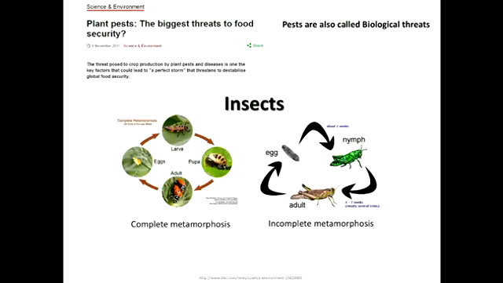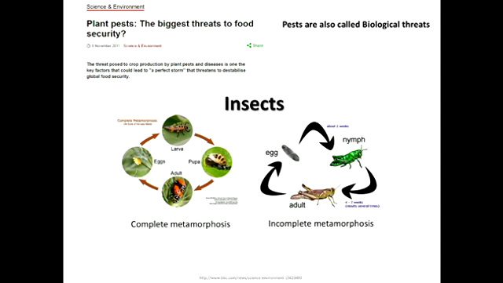So this is a very good article that mentioned plant pests, which are considered the biggest threat for food security, and in other words it's called a biological threat. In this article they were mentioning insects, pathogens and disease.